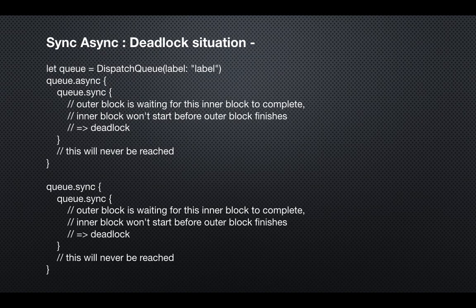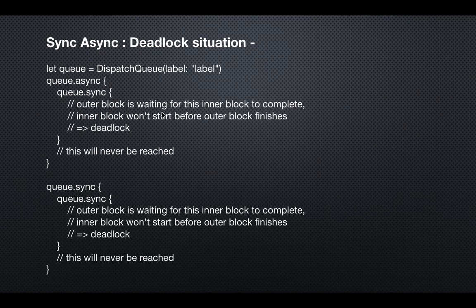Okay, how do we create a deadlock situation? One example of a deadlock situation in sync and async is queue dot sync. We created a queue, which is what I just explained. We'll create a queue, and then we will perform the operation asynchronously or synchronously. So what if we create one queue and ask it to perform an operation asynchronously first, and then in that same queue we again ask it to perform an operation synchronously? What happens in that situation?